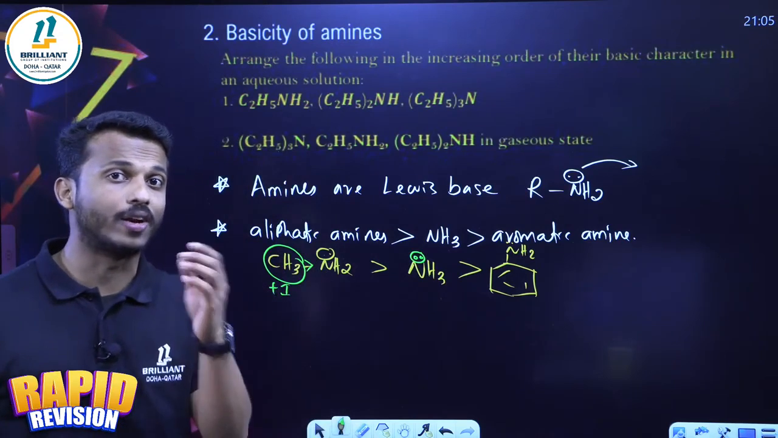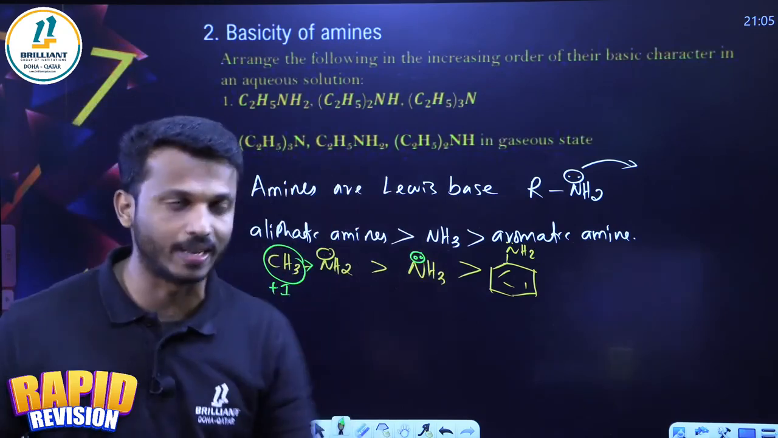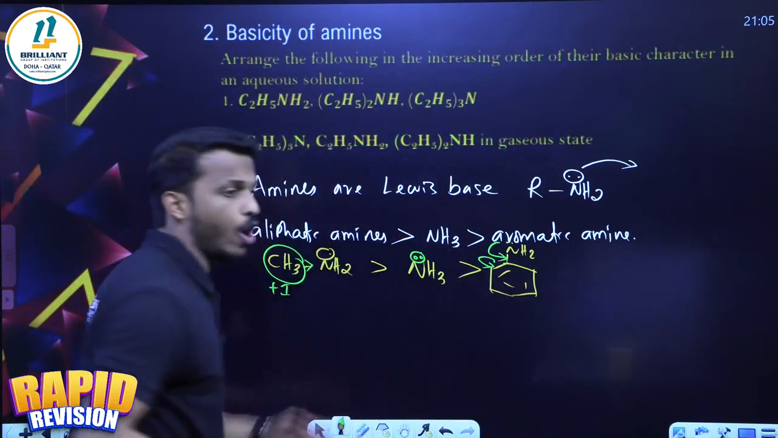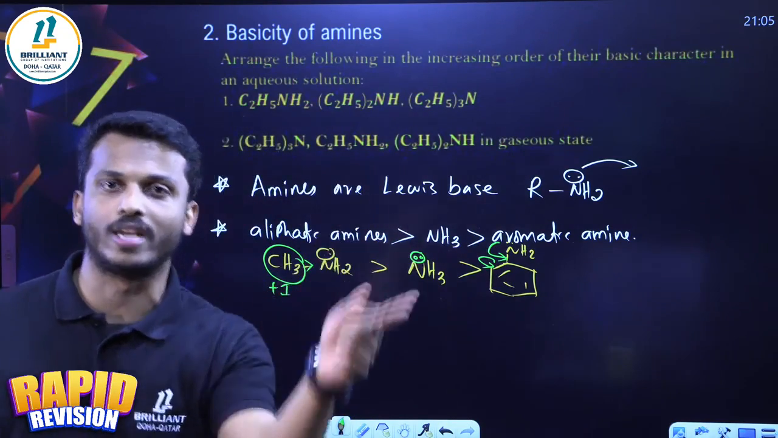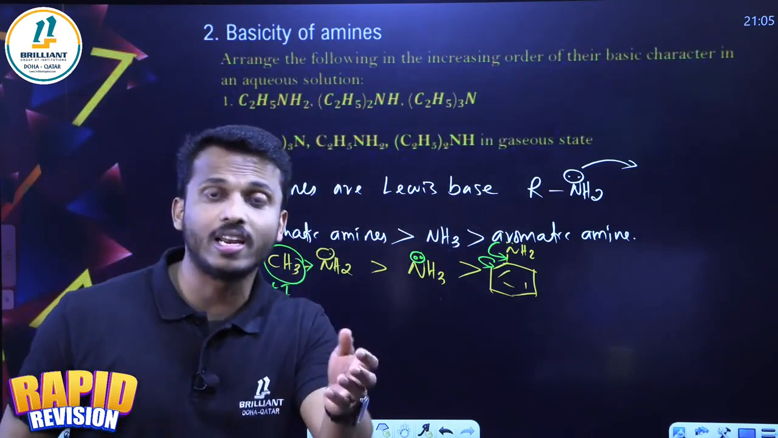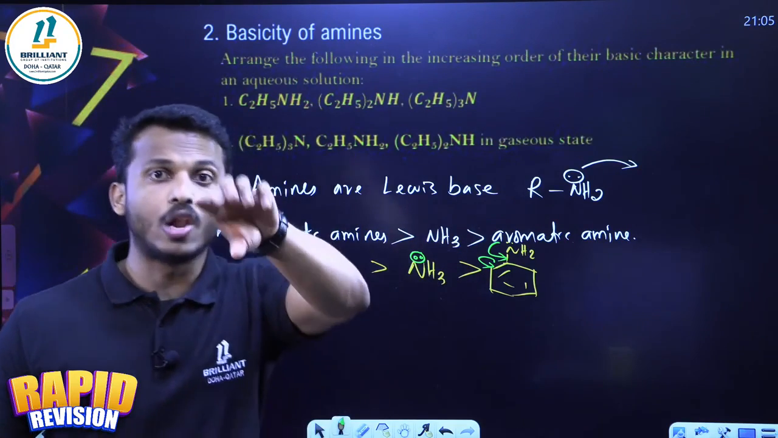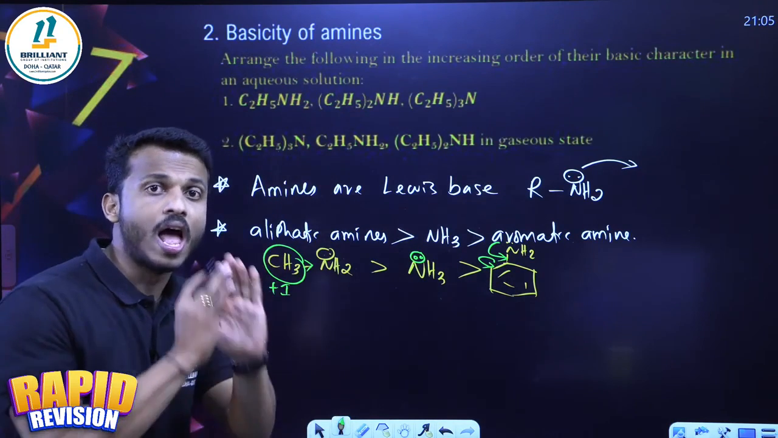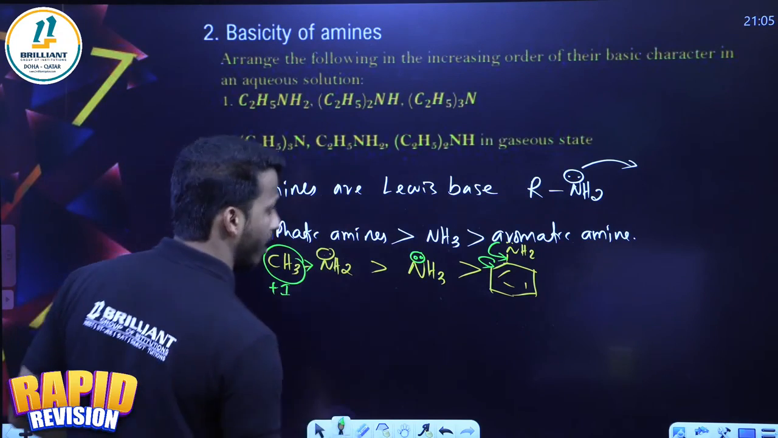So which group increases the basic character? Electron donating group increases the basic character. Whereas in aniline, the lone pair is not available for donation because it is involved in resonance. It's a reasoning question: why is aniline less basic than aliphatic amines? Because in aniline, the lone pair is involved in resonance. So this is the first order: aliphatic amines are more basic, then ammonia, then aromatic amines.